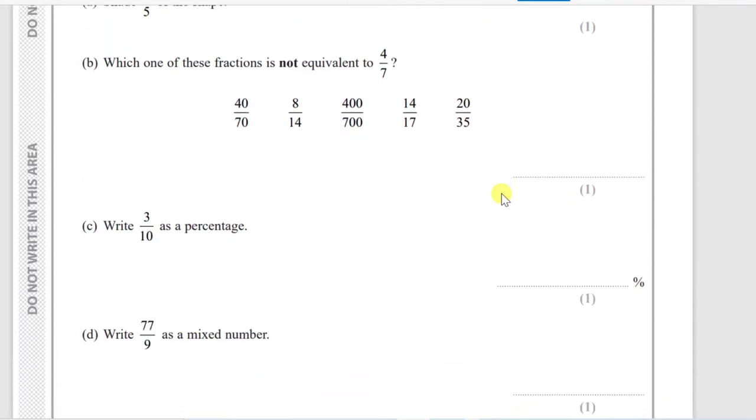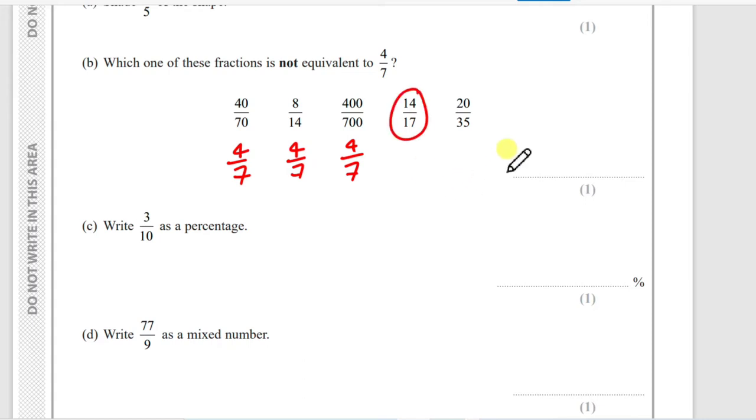Which one of these fractions is not equivalent to 4/7? Again, use your calculator. Put 40 over 70 in the calculator. It reduces to 4/7. 8 over 14 reduces to 4/7. 400 over 700, just cancel the zeros, that's 4/7. 14 over 17 does not look like it works. Why? Because 17 is a prime number, so it's not going to drop. So the one that is not equivalent is this one.